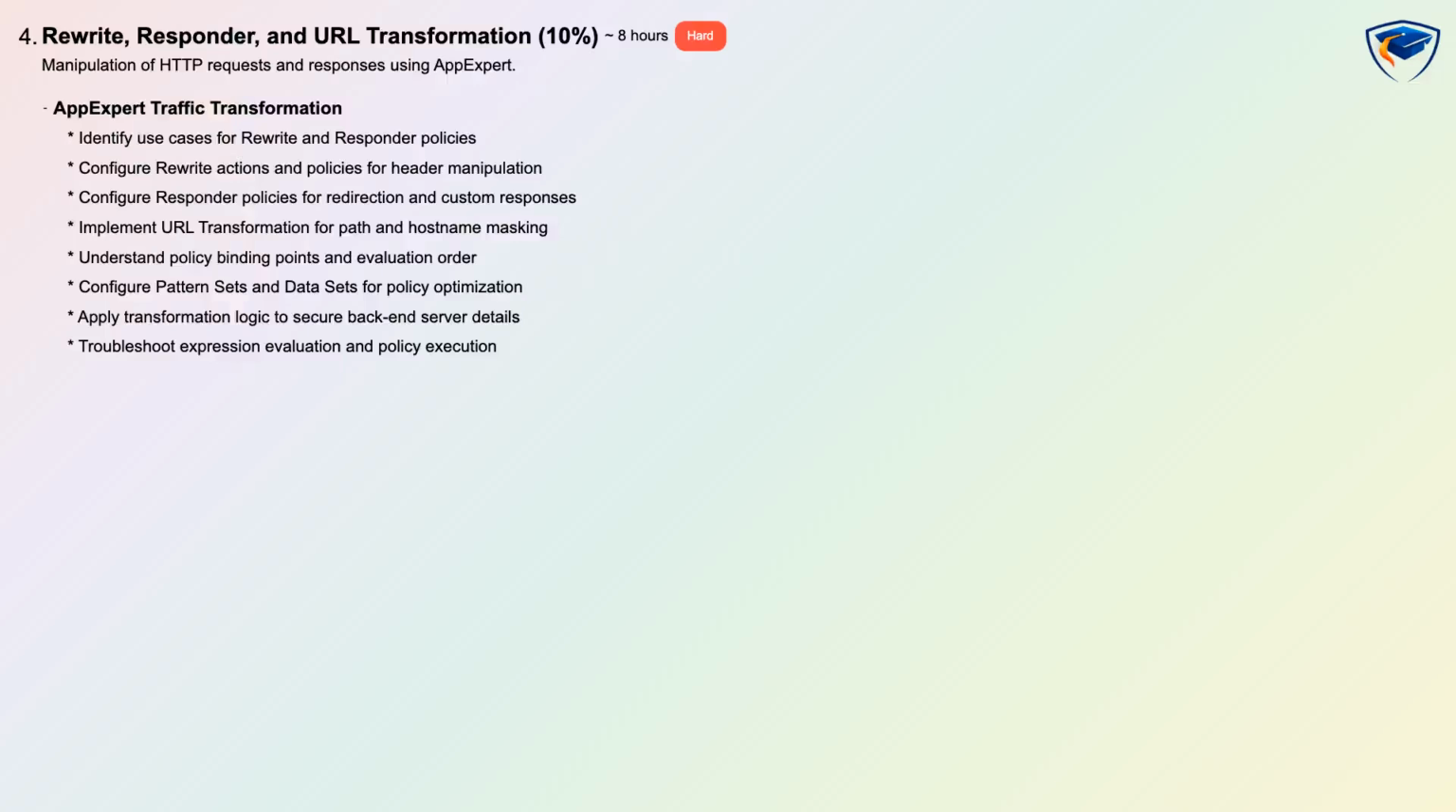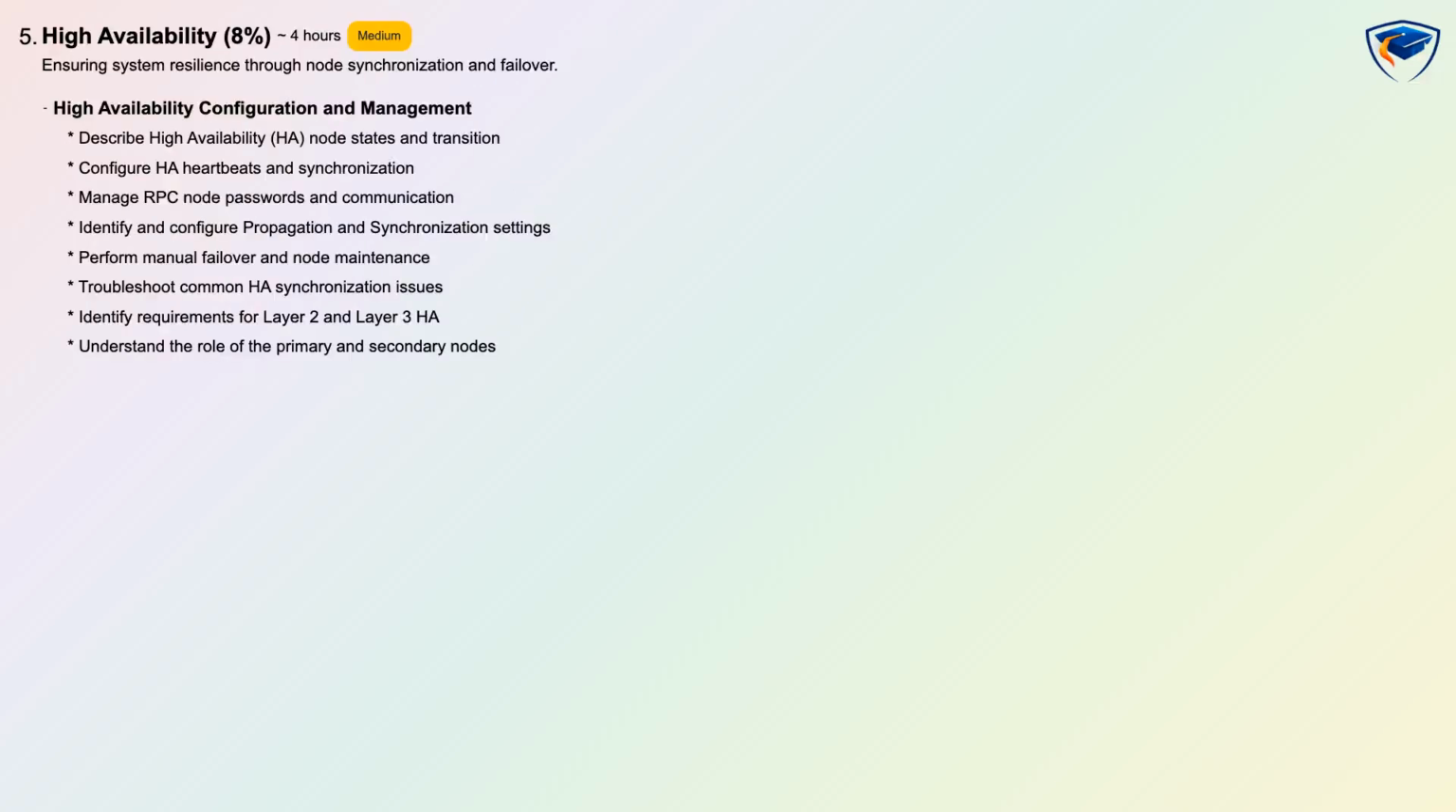And troubleshoot expression evaluation. High availability is 8% and ensures system resilience through node synchronization and failover. Difficulty is medium. Estimated learning time is 4 hours, and assessment is scenario-based. Learn HA node states and transitions. Configure heartbeats and synchronization. Manage RPC passwords and propagation settings. Perform manual failover and maintenance. And troubleshoot common HA synchronization issues across Layer 2 and Layer 3 setups.